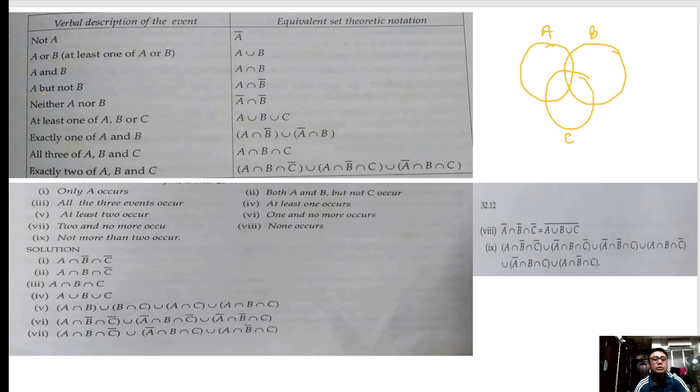So if I now see the next part, exactly one of A and B. That means either you have to have only A or only B. So see, you are taking A but not B, and you are also taking B but not A. This part is A but not B, and this is B but not A. So this is that portion you are choosing, B but not A. Clear?